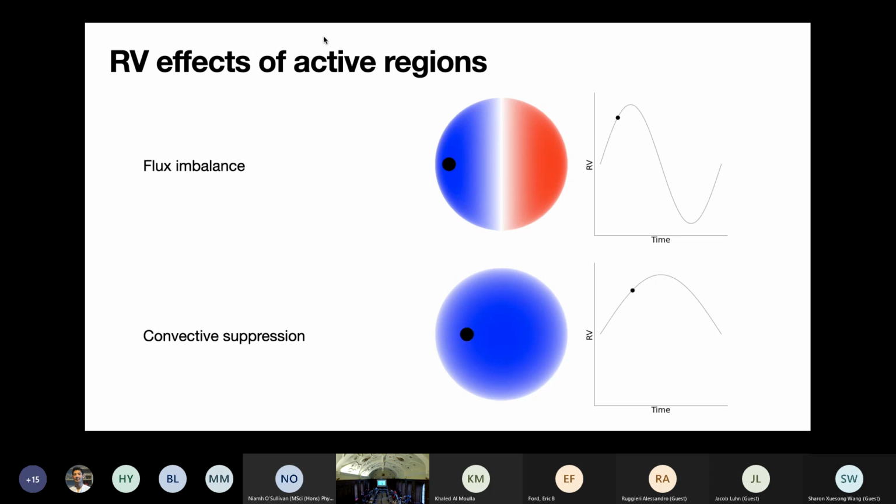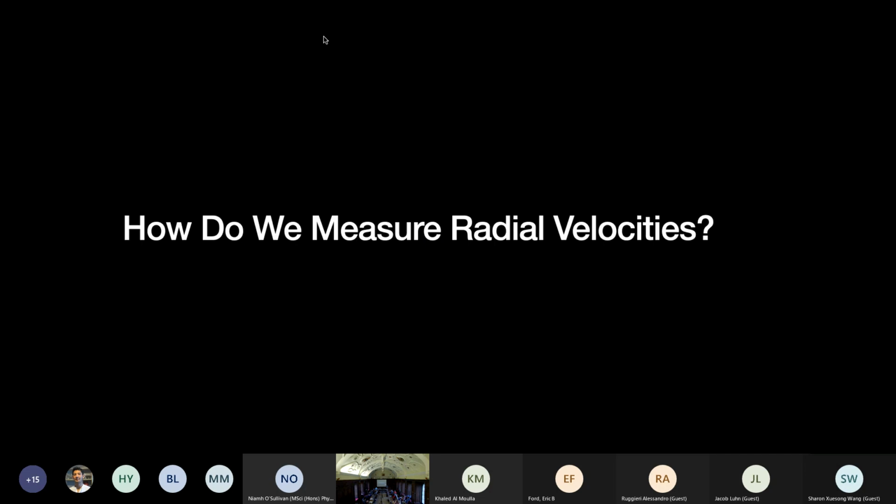The other effect is due to this convective motion that I was talking about, this net blue shift. It actually becomes suppressed when you have strong magnetic fields. And so this suppression will also create a modulation of the stellar rotation period. So now we know a little bit about the effects and how they're influencing the velocities. But then we should also ask, how are we actually extracting these velocities?